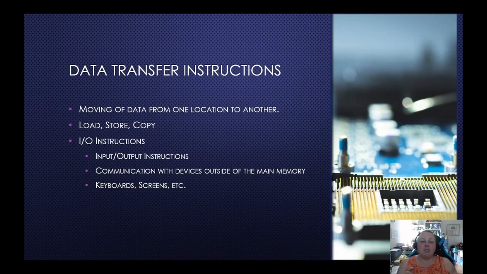So first, we're talking about data transfer instructions. These are just the instructions that are moving data from one location to another. It's going to load data, it's going to store it, it's going to copy it. A lot of these types of instructions are input-output instructions. Am I going to display something? Am I waiting for something from the keyboard? And it's going to communicate with devices outside of that main memory, so keyboards, screens, any type of peripherals. We're just talking about moving data around. We're not actually doing anything with it.